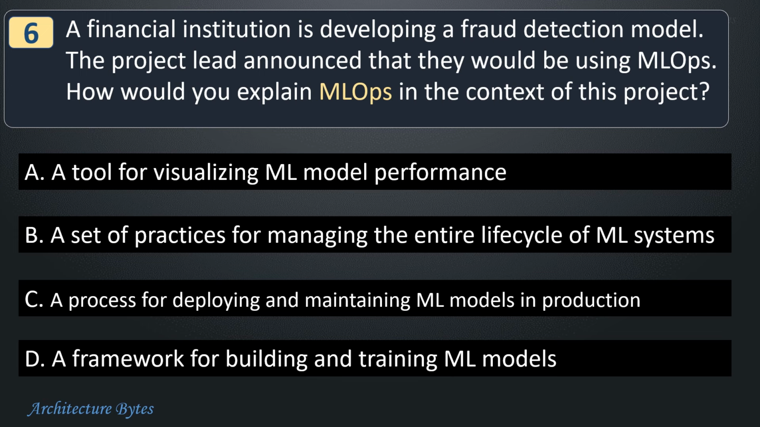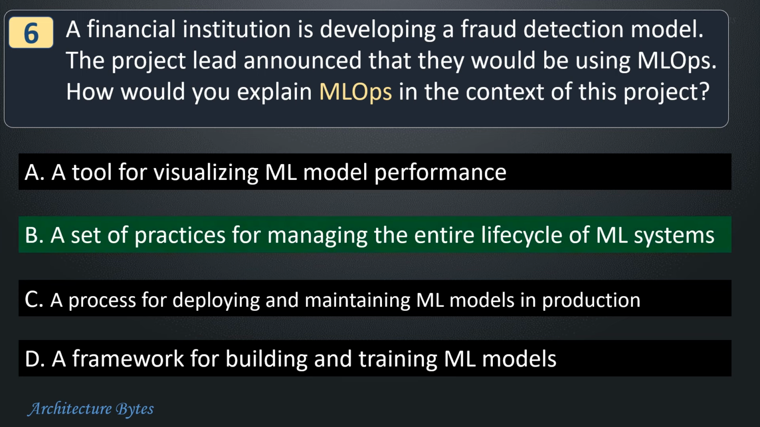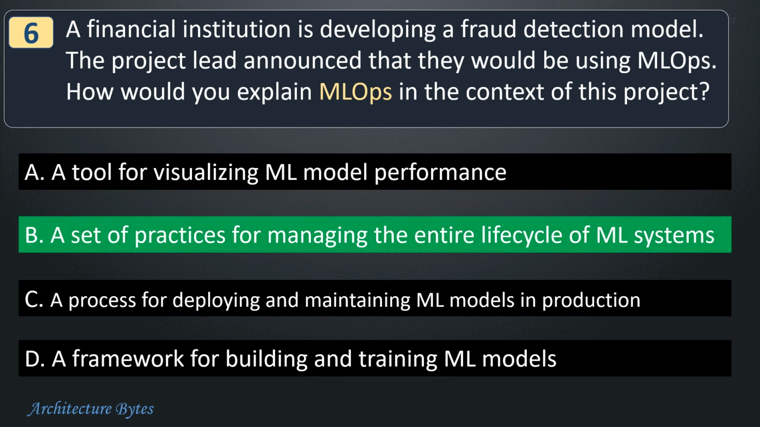A financial institution is developing a fraud detection model. The project lead announced that they would be using MLOps. How would you explain MLOps in the context of this project? Option A, a tool for visualizing ML model performance. B, a set of practices for managing the entire lifecycle of ML systems. C, a process for deploying and maintaining ML models in production. D, a framework for building and training ML models. Option B, a set of practices for managing the entire lifecycle of ML systems, is the right answer here.